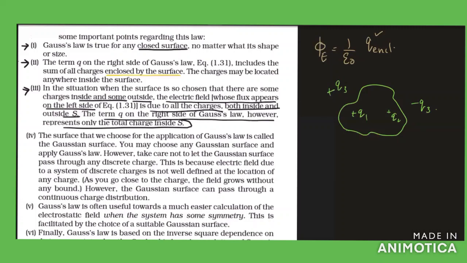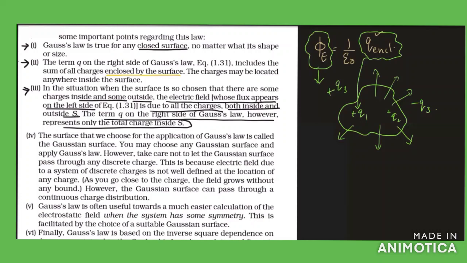In this situation, the net flux passing through the surface, that means the term on the left hand side of the equation, is due to the charges both inside and outside the surface. But the charge term on the right hand side of the equation, Q enclosed, represents only the charges which are inside. So this point you just have to remember.